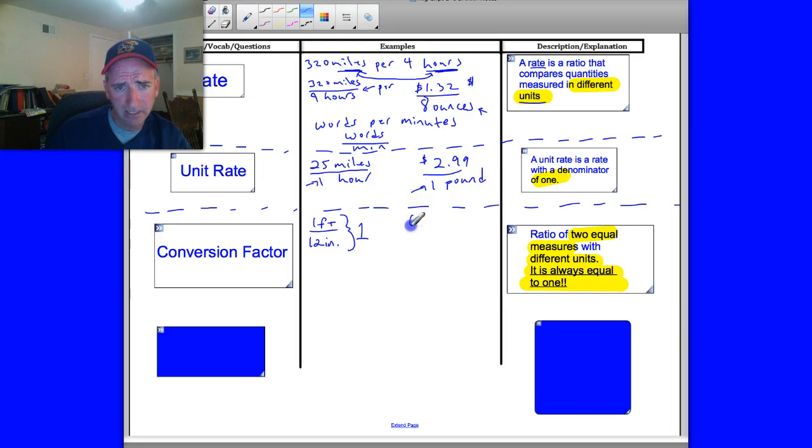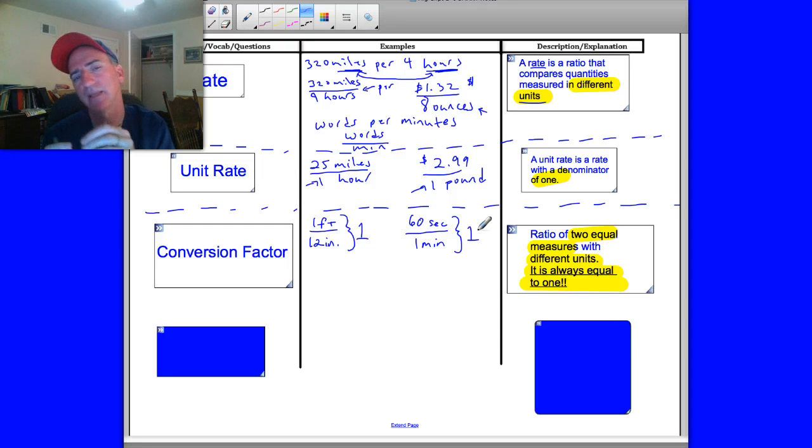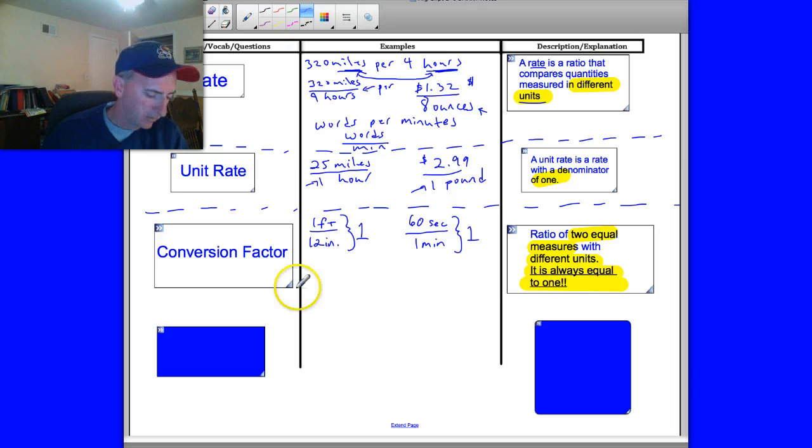Here's another one you know, 60 seconds per 1 minute. Same thing, right? That's really the value of 1. So if I were to multiply that 60 seconds over 1 minute times something, and we can do that, and that's part of what we're learning, you're really multiplying by the number 1, and you're not changing what you have. Okay, another one, just to be crazy, 36 inches per 1 yard. 36 inches is the same thing as 1 yard. So that is equal to the value of 1 because they are equal.